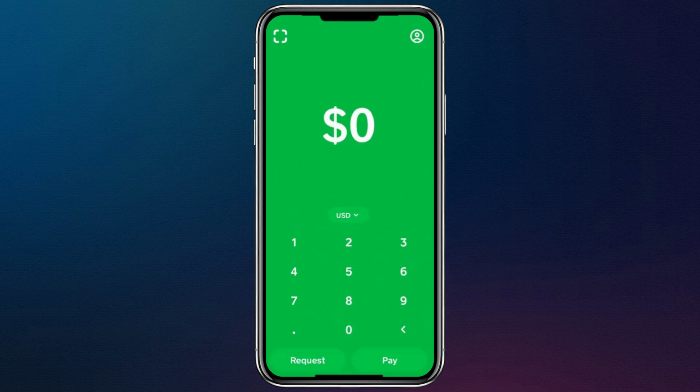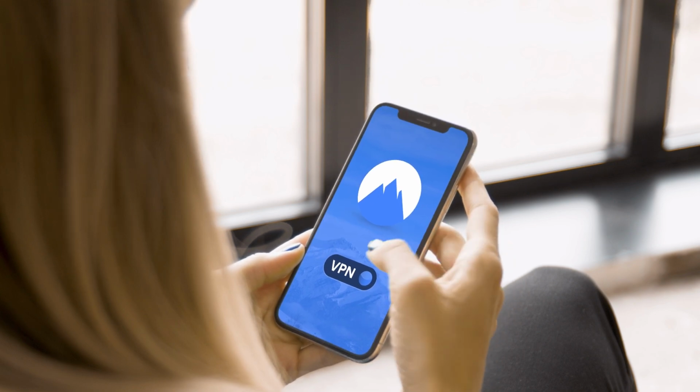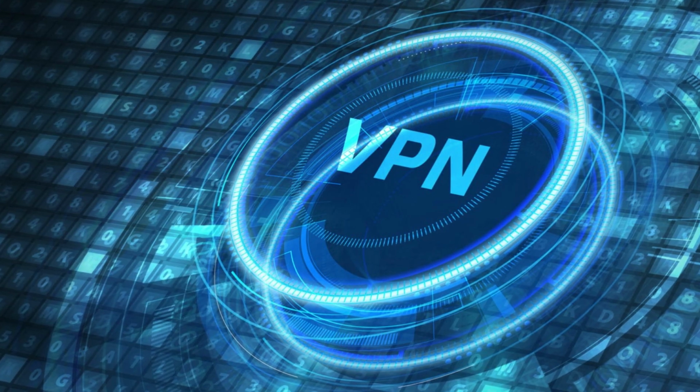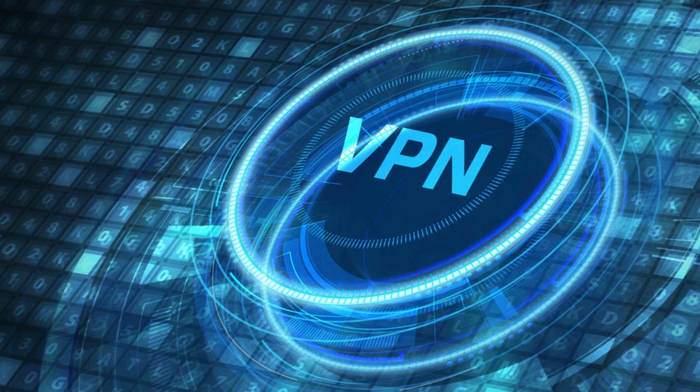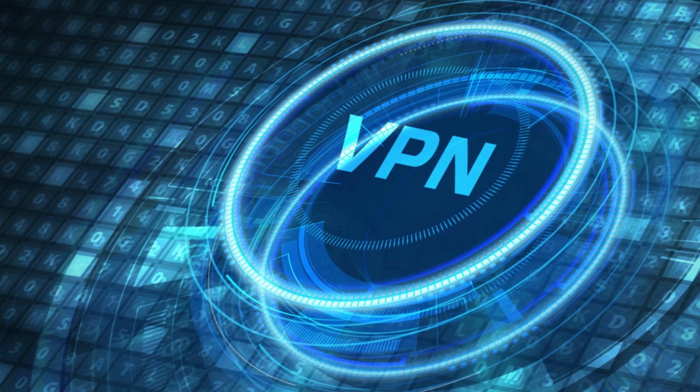Cash App is officially available only in the United States and United Kingdom, which means people in other countries cannot download or use it directly. But don't worry, with a VPN, you can switch your virtual location and access it as if you were in one of these countries. This also protects your connection and keeps your personal information secure.